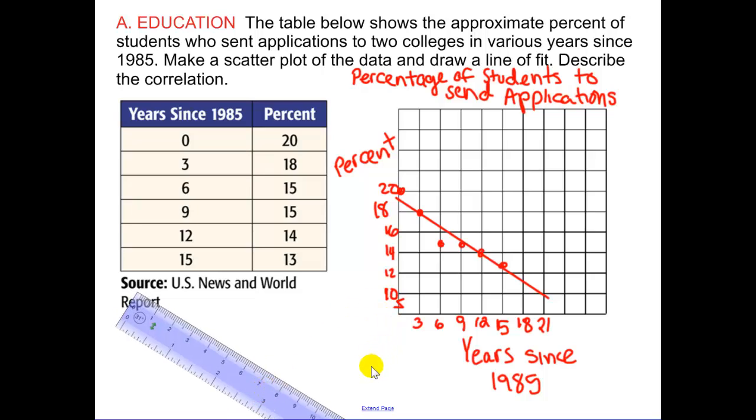Okay, so now that we've drawn that line, how close does it look like that data fits on our line? That's what you need to think about when you're trying to describe the correlation. To describe the correlation, I would probably say that it is definitely a negative correlation.